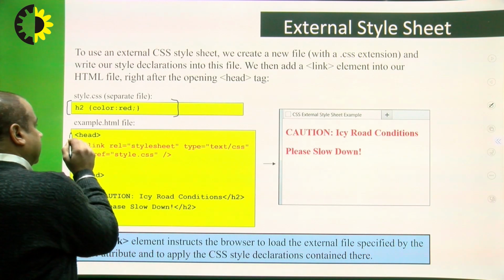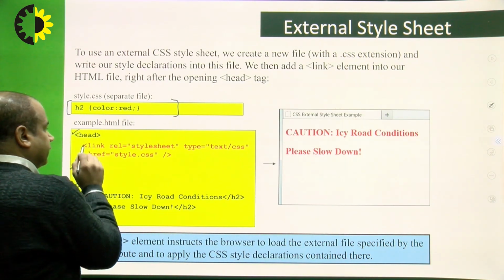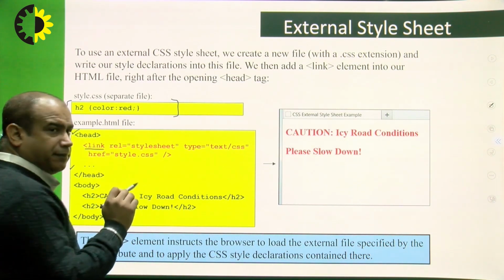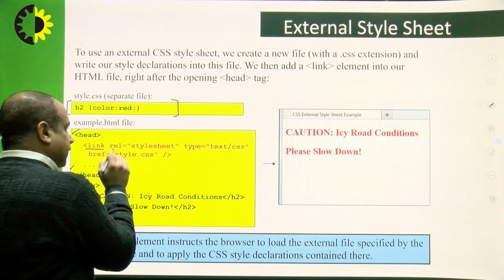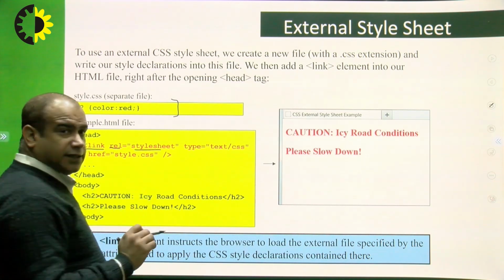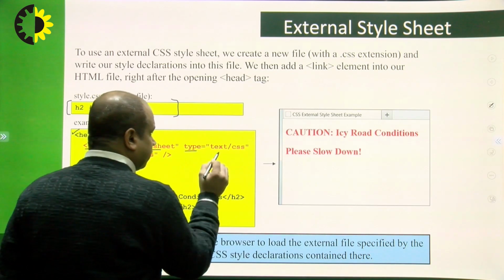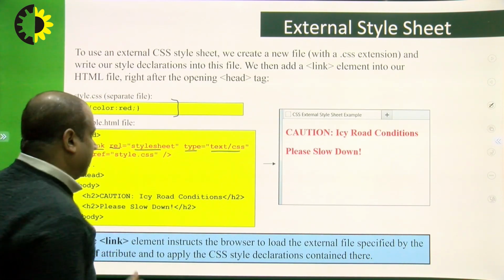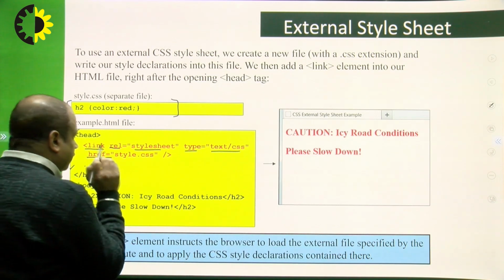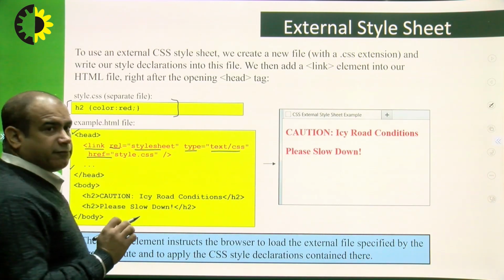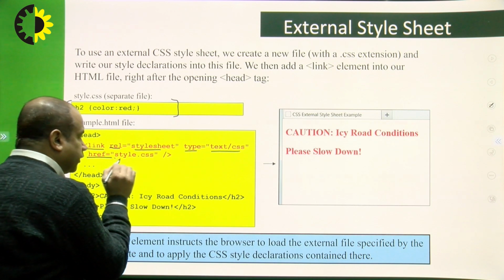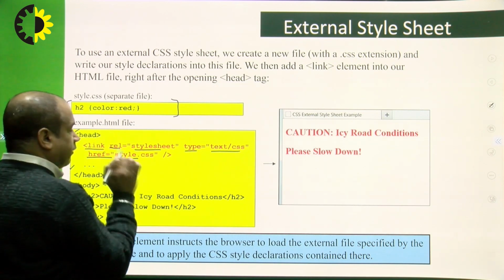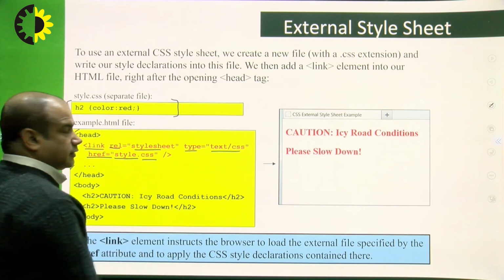What will we use? We will use head. We will use the link element. Then link rel equal to stylesheet. Next, type equal to text/css, that is an optional attribute. This attribute is very important: href equal to that particular style sheet you have created, with the extension.